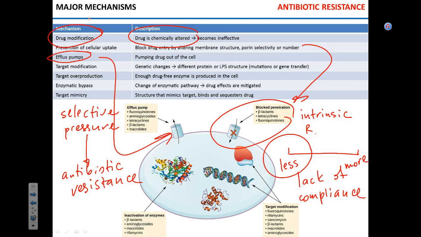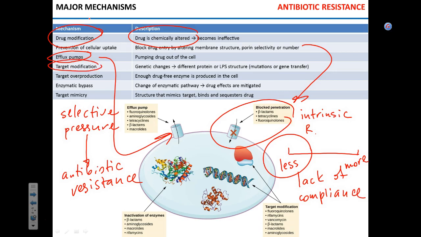Is that clear? Now, this is a great example of resistance that comes with a cost. Pump. Does it require energy? Yeah. So to pump the drug, the microorganism has to use or produce more ATP, right? So it does come with a cost.